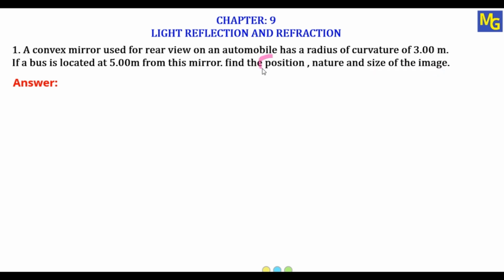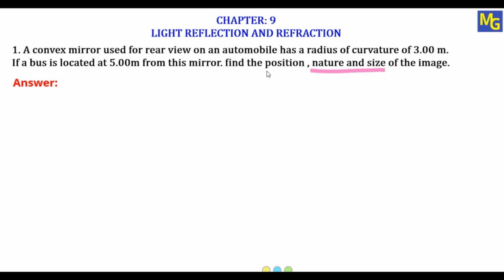To find out the position of the image, we have to find out v, that is image distance. And to find out nature and size of the image, we have to find out magnification. If you know the value of magnification, then by seeing whether it is positive, negative, less than 1 or more than 1, we will understand the nature. Nature means it is erect or inverted, virtual or real. And we will also understand the size. Size means diminished or enlarged. So by seeing the value of magnification, we can answer these two.